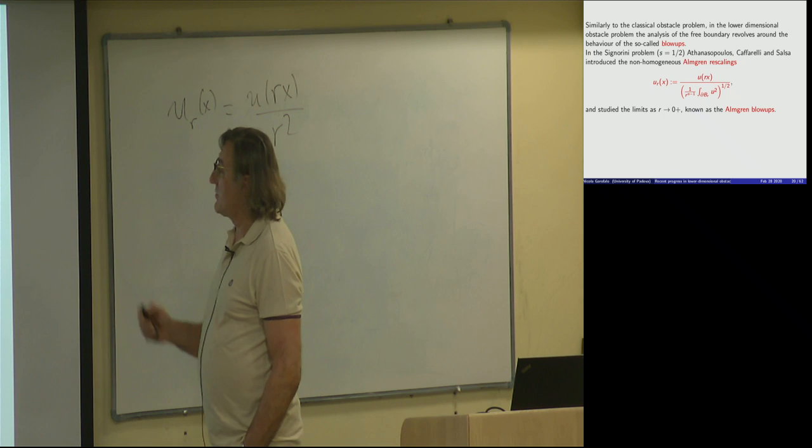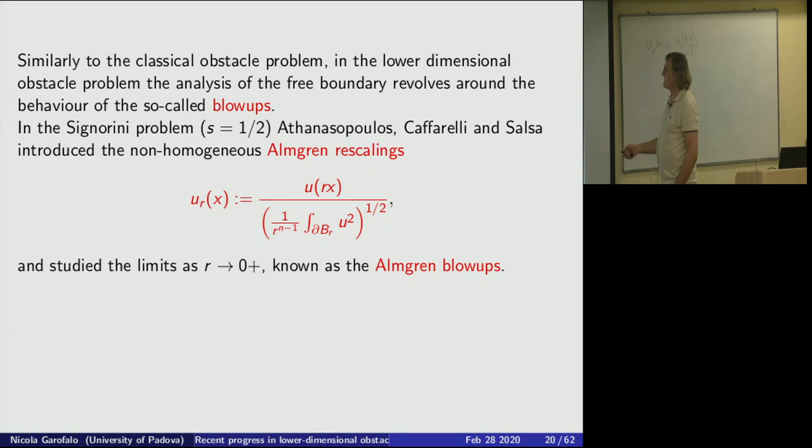So Athanasopoulos, Caffarelli and Salsa introduce this very strange object. They take u_r(x), as I'm doing here, but then instead of dividing by r squared, they divide by the L2 norm on a ball of radius r, normalized appropriately. So they take the L2 average of a function on a ball of radius r, and they call them rescalings. And then they study the limit as r goes to zero, so they do a blow-up analysis of these guys here.